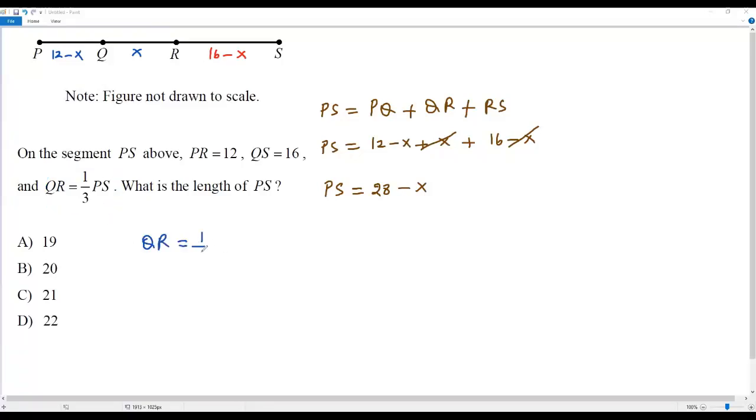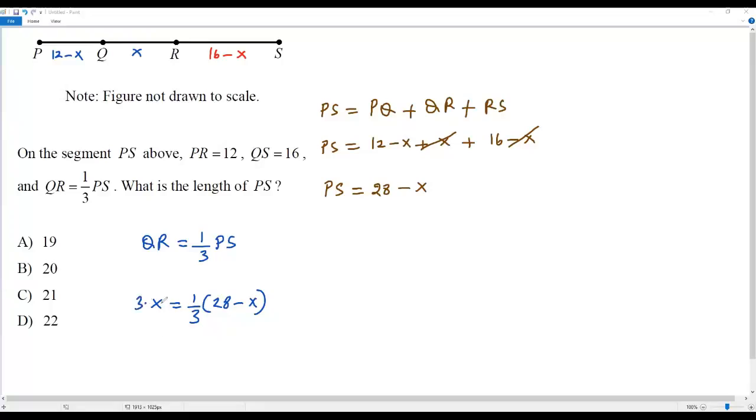Let me take this equation. That is QR equals 1/3 of PS. What do we know for QR? I have assumed X as the length of QR, so we can plug in X for QR. And what do we know for the length of PS? Just now we got that PS equals 28 minus X. So we can plug in 28 minus X for PS over here. Okay, so now to solve for X, first I have to get rid of the denominator 3 over here.